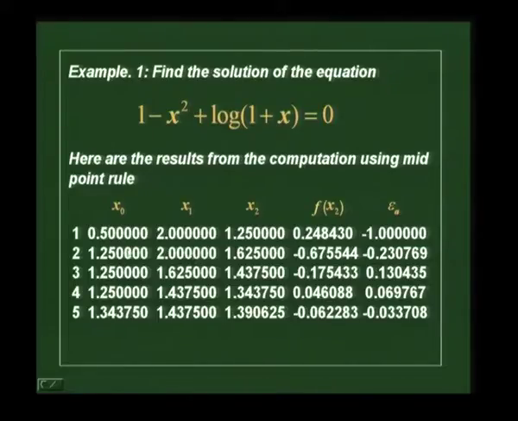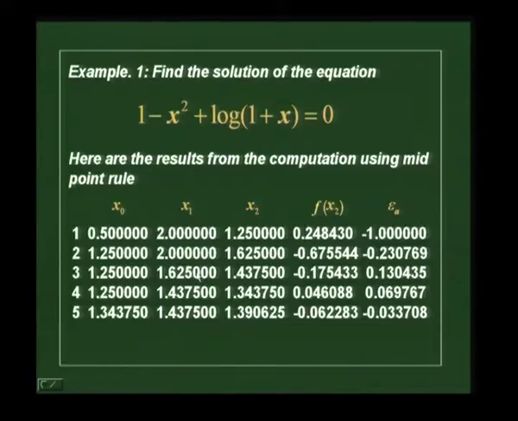Then I replaced x0 by 1.25 and took the mean, so I got 1.625 from x0 and x1, and the function value at that point is negative. So obviously I am going to replace x1 by this new value. My new bracketing is between 1.25 and 1.625.